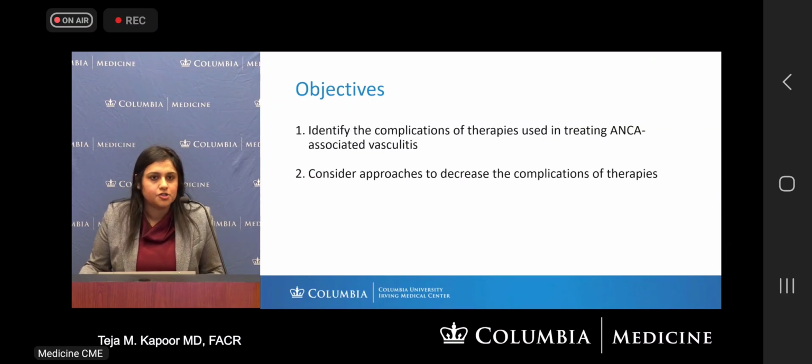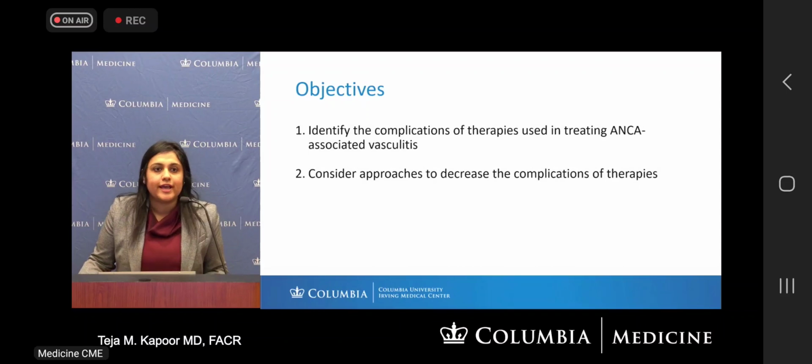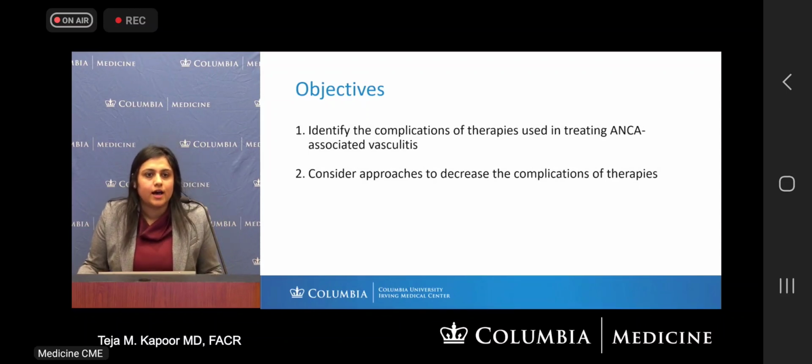By the end of this talk, you should be able to identify the complications of therapy that are used in treating ANCA-associated vasculitis and consider approaches to decrease the complications of these therapies.